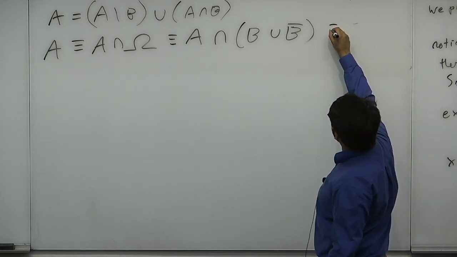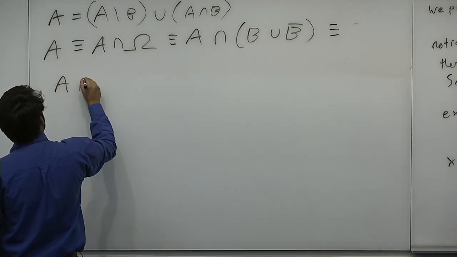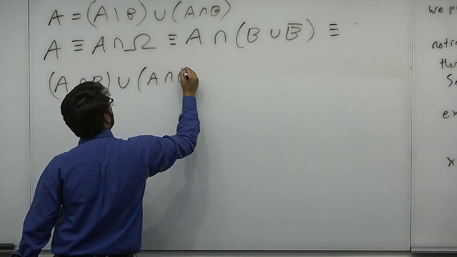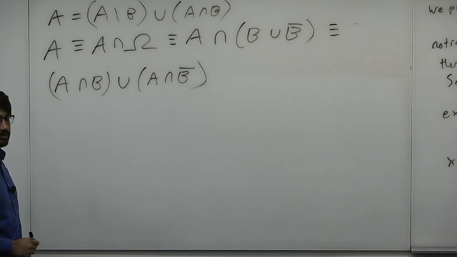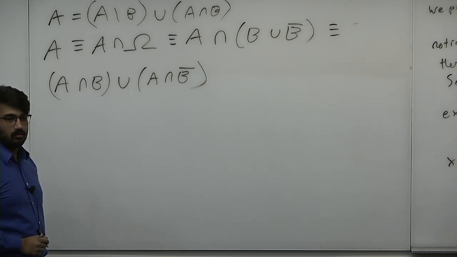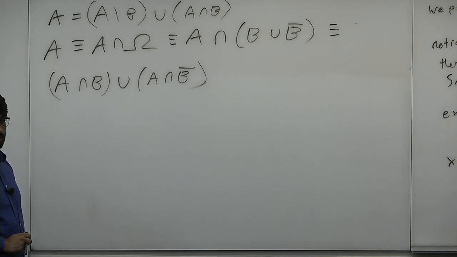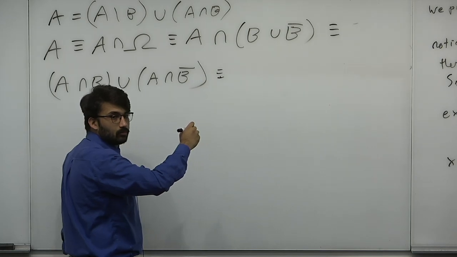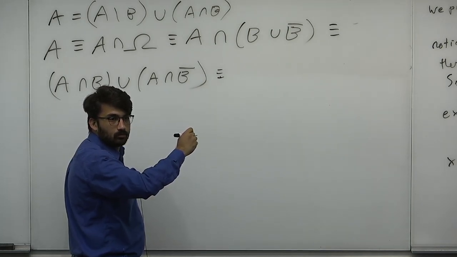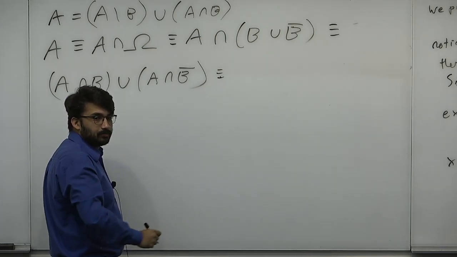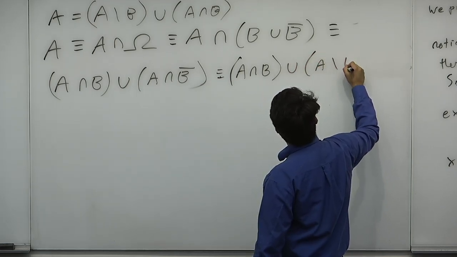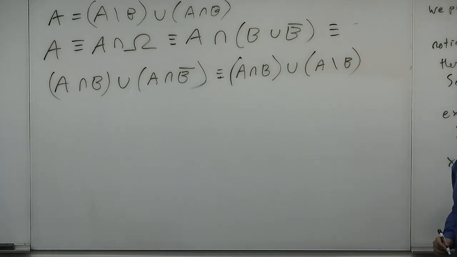Distribution. We're going to get A intersect B union A intersect B complement. What is A intersect B complement? One more time. A intersect B complement? Yeah, done. QED. We demonstrated what we wanted to.